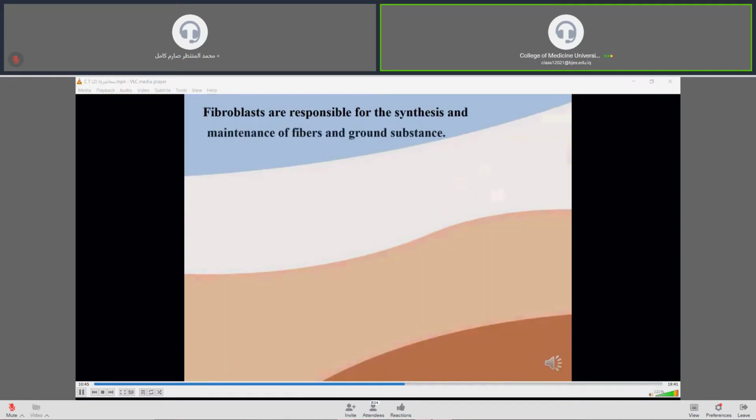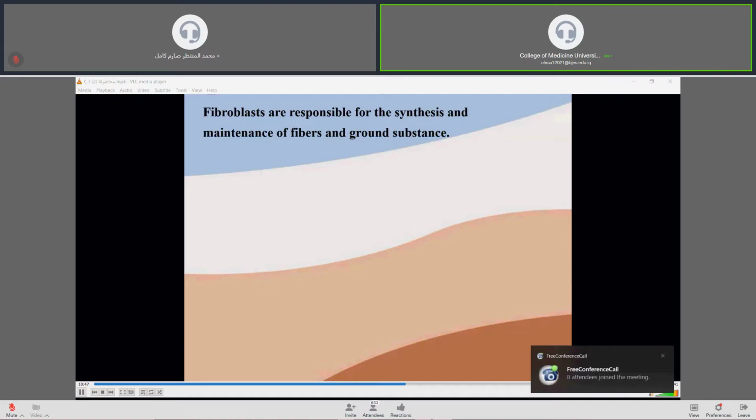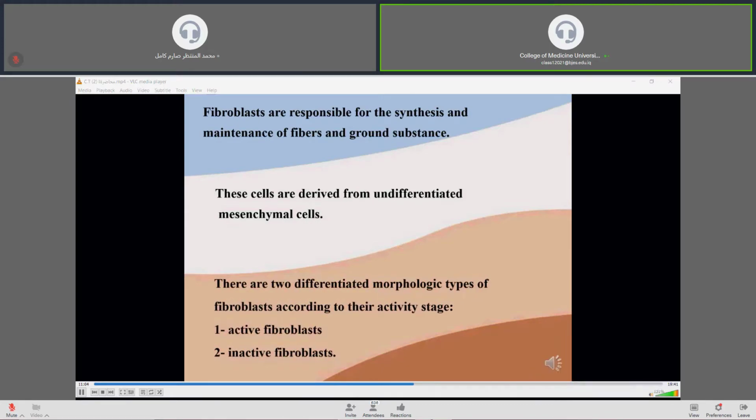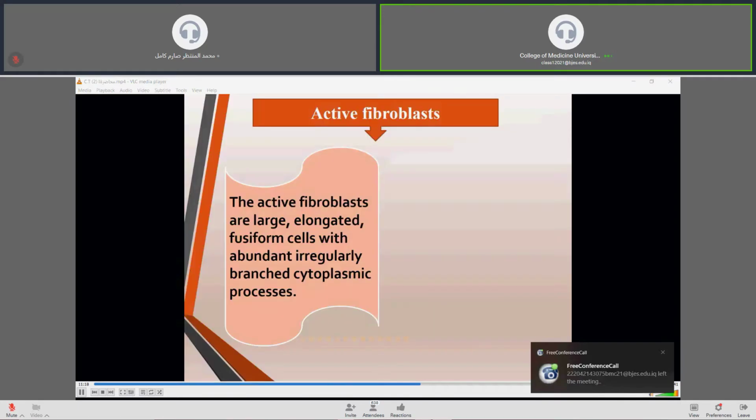Fibroblasts are responsible for the synthesis and maintenance of fibers and ground substance. So the function of fibroblasts in connective tissue is synthesis and maintenance of the fibers and ground substance. Fibroblasts are derived from undifferentiated mesenchymal cells. There are two types of fibroblasts according to their activity stage: active fibroblasts and inactive fibroblasts.